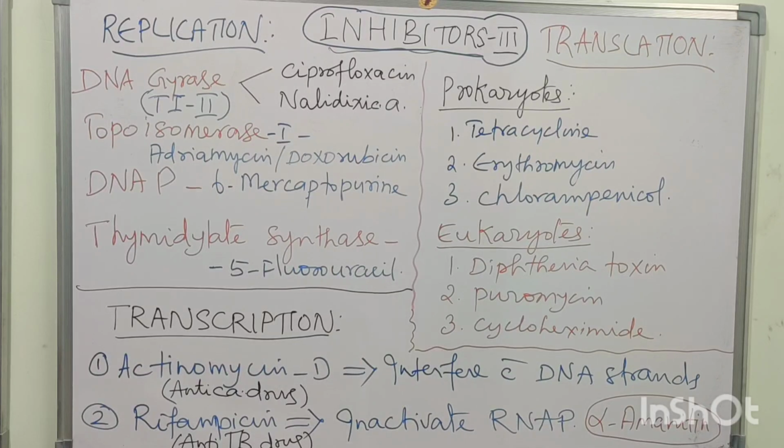Third one is translation. Here we have two groups, prokaryotes and eukaryotes. Sometimes in your exam, the question will be: explain the translation for prokaryotes, explain the translation for eukaryotes, like that. That is why I am giving two separate titles, prokaryote inhibitors and eukaryote inhibitors. Prokaryote inhibitors are all antibacterial agents: tetracycline, erythromycin, chloramphenicol. Whereas in eukaryotes: diphtheria toxin, puromycin, cycloheximide, right?